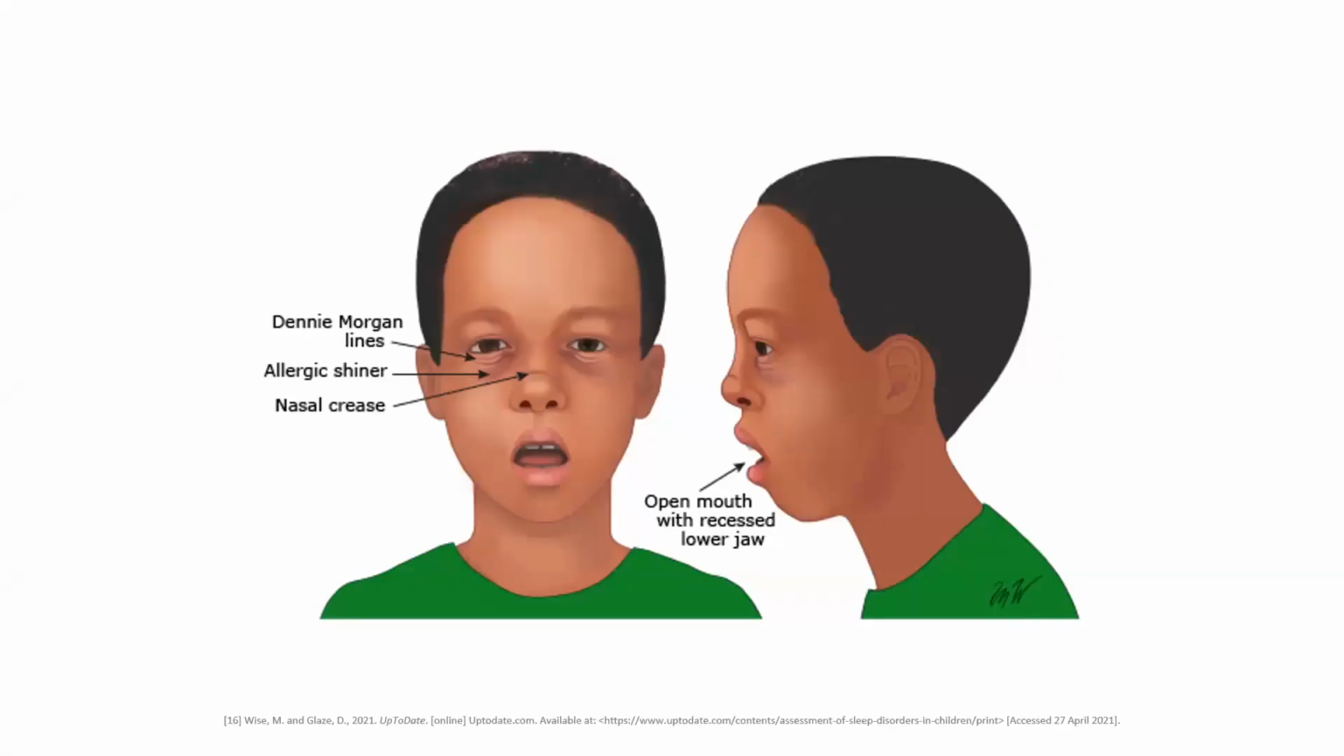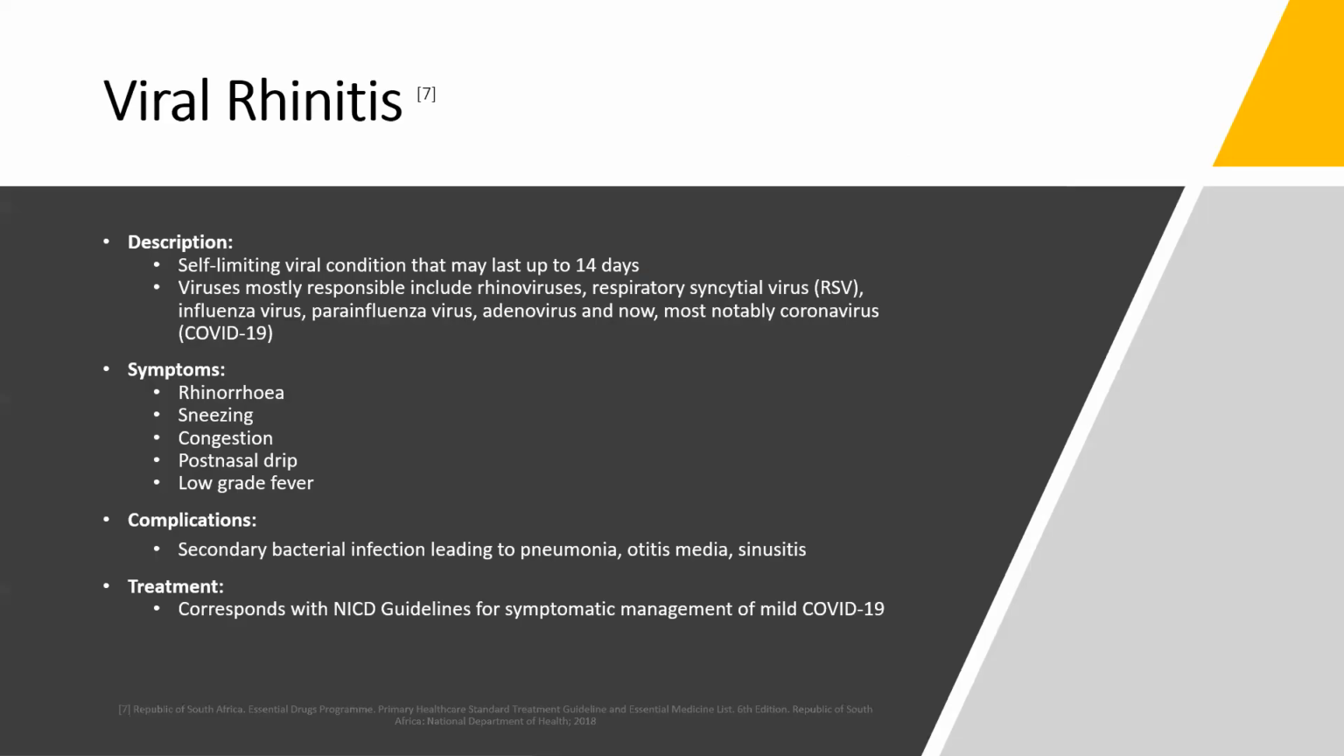This picture is just to serve as a reminder of the allergic facies, which we so often see in children, with the presence of the Dennie-Morgan lines underneath the eyes, the allergic shiner, the nasal crease from that allergic salute with the palm of the hand pushing up the nose, and the open mouth just to demonstrate mouth breathing if these children have permanently blocked noses.